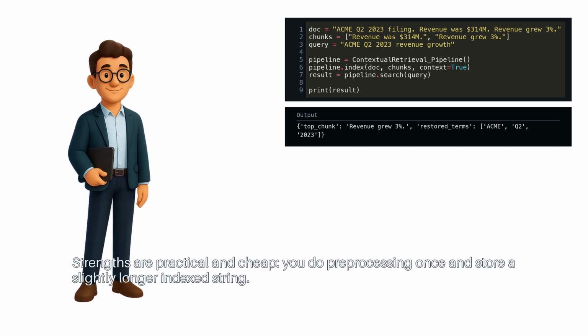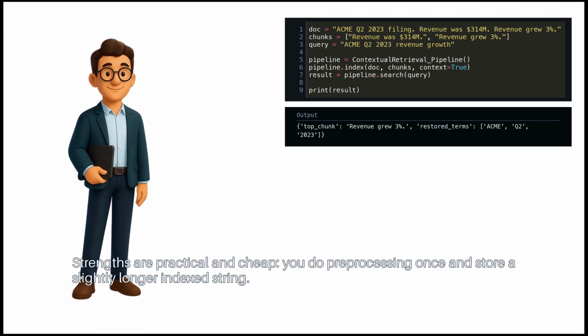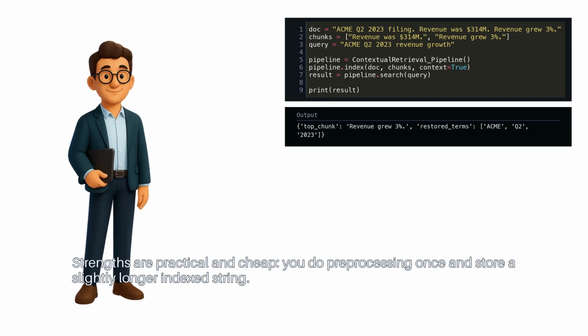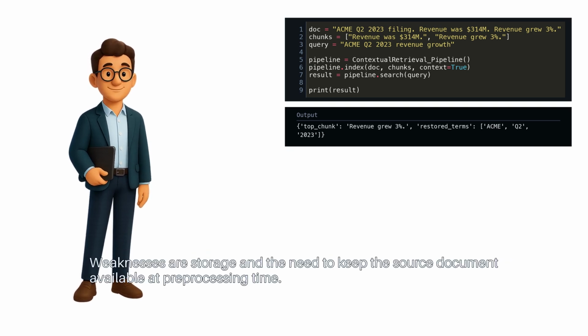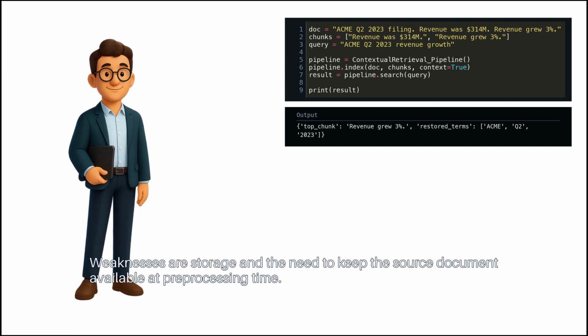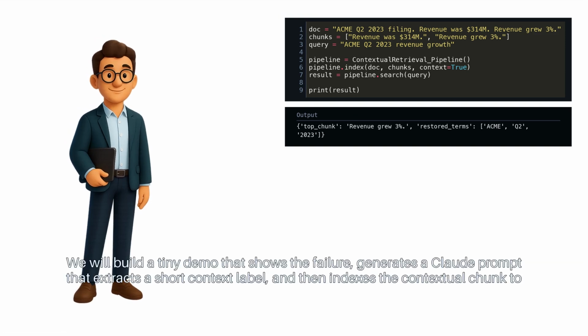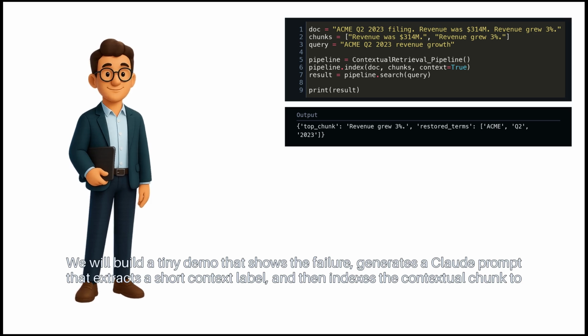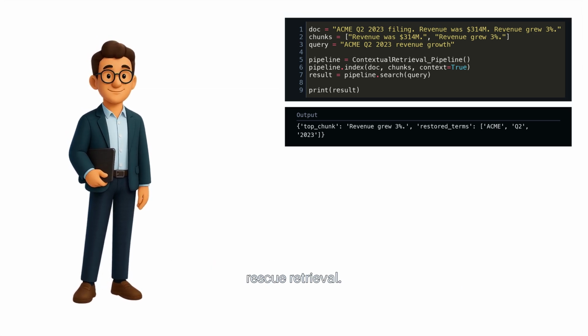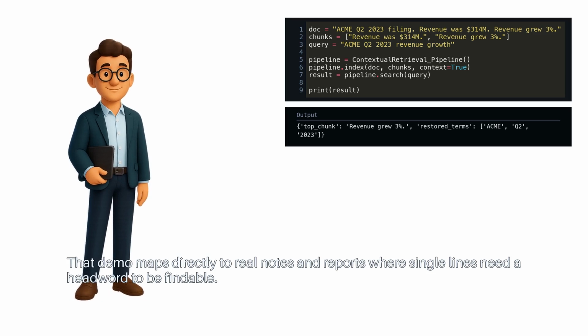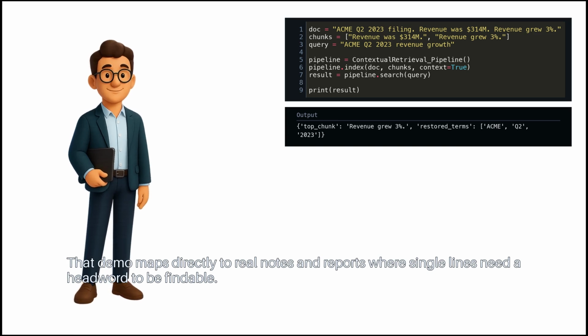Strengths are practical and cheap. You do preprocessing once and store a slightly longer index string. Weaknesses are storage and the need to keep the source document available at preprocessing time. We will build a tiny demo that shows the failure, generates a Claude prompt that extracts a short context label, and then indexes the contextual chunk to rescue retrieval. That demo maps directly to real notes and reports where single lines need a head word to be findable.